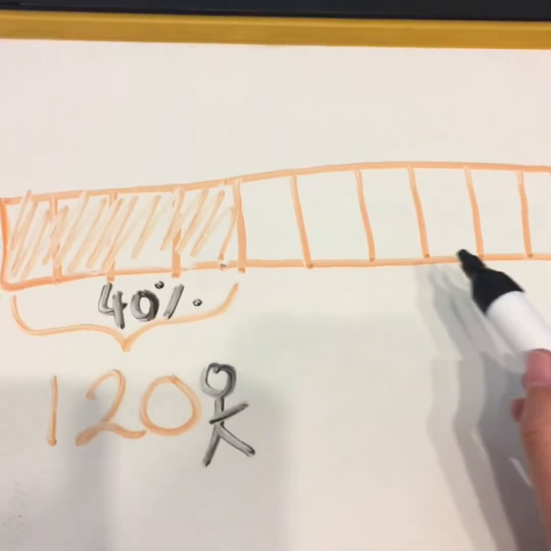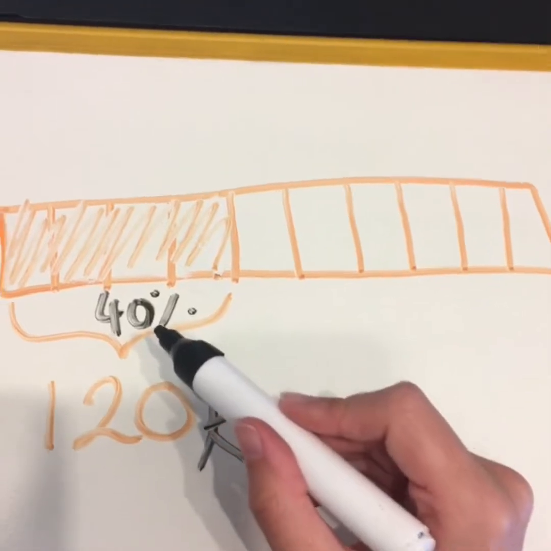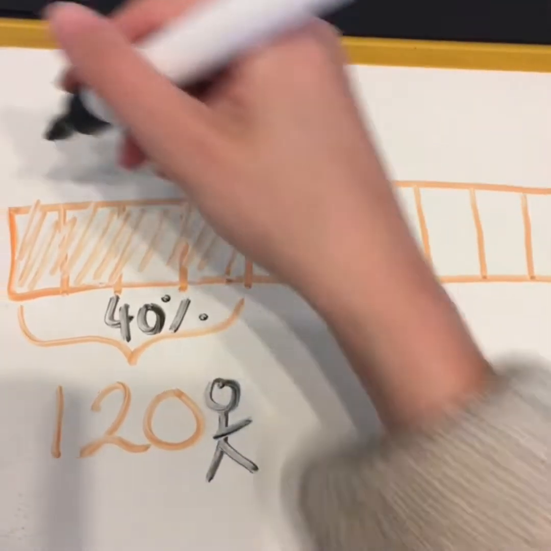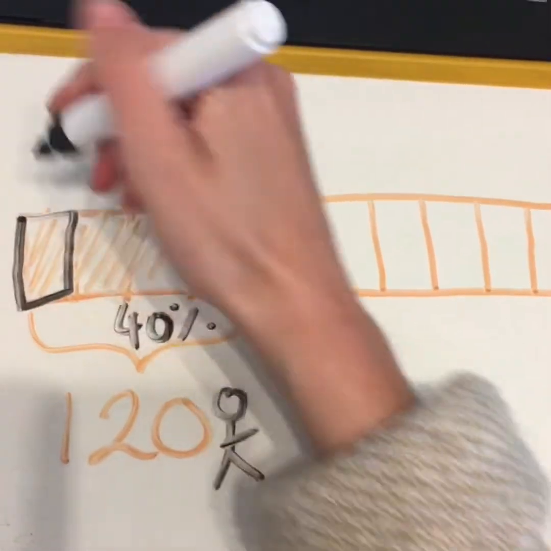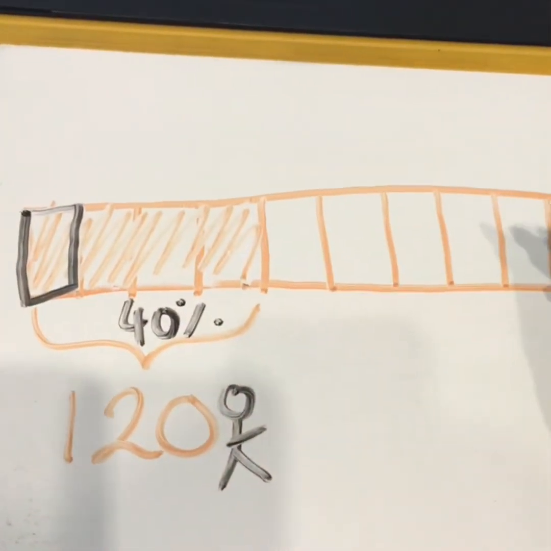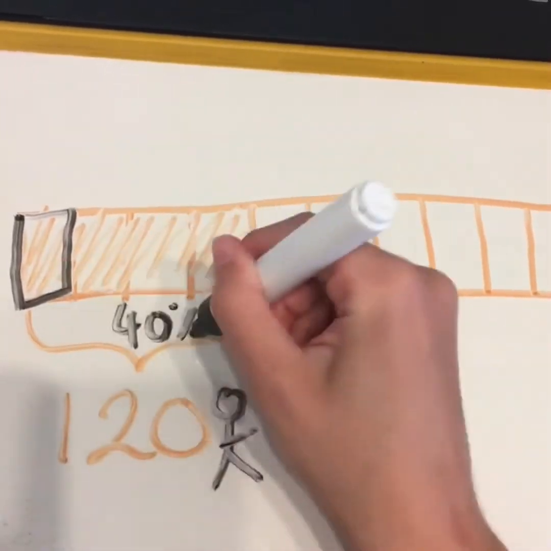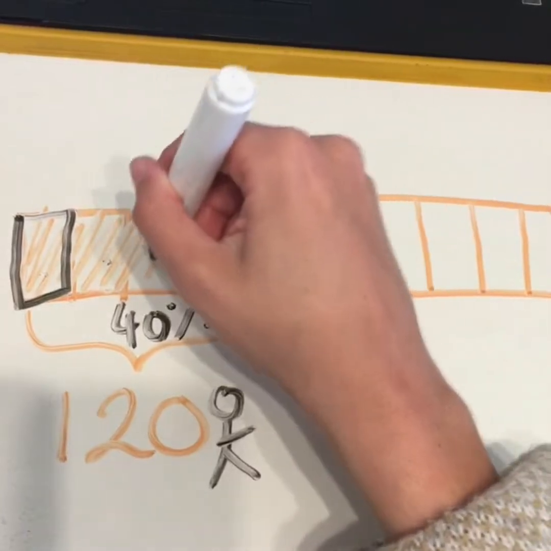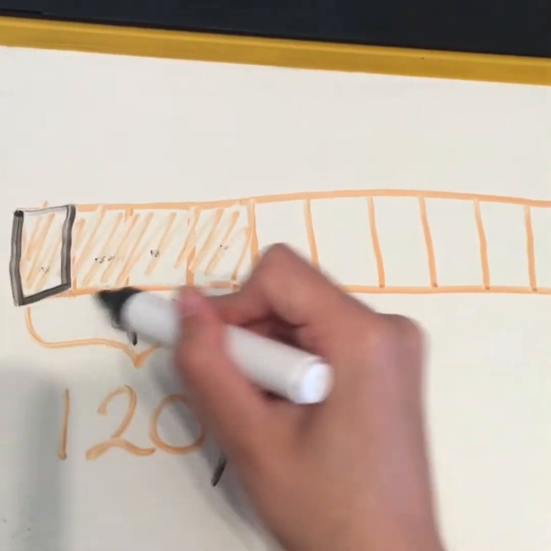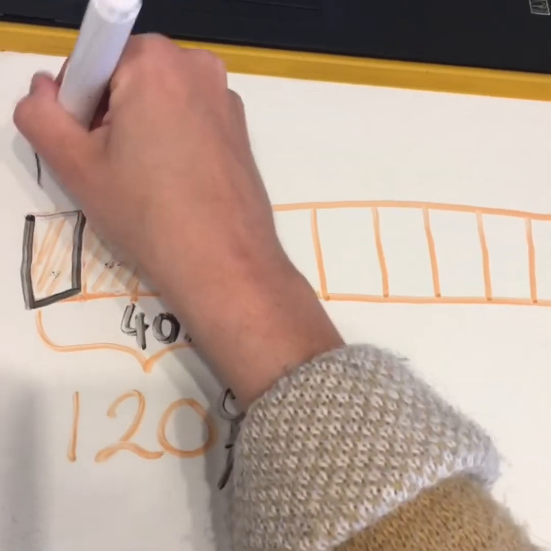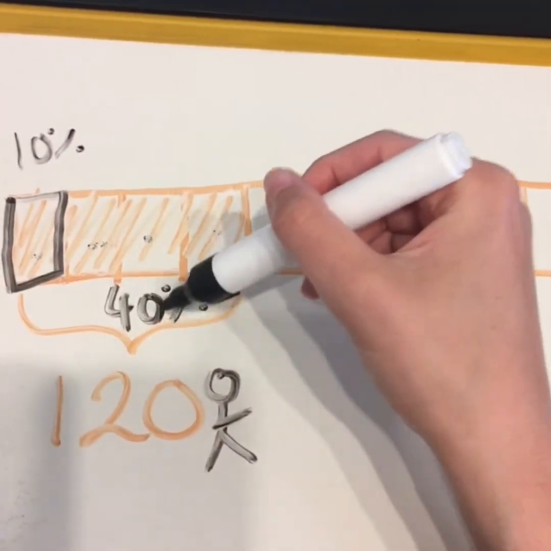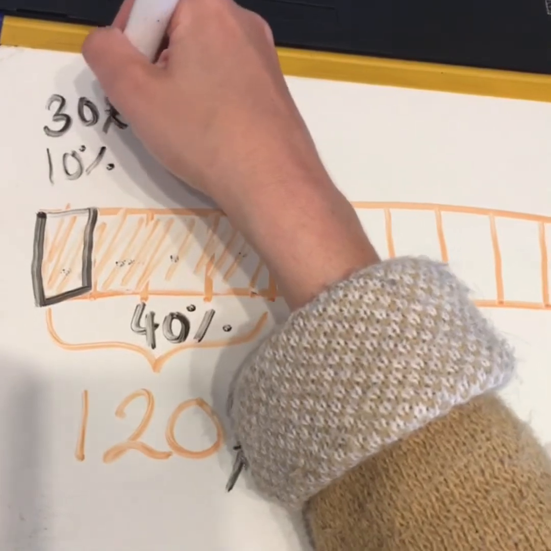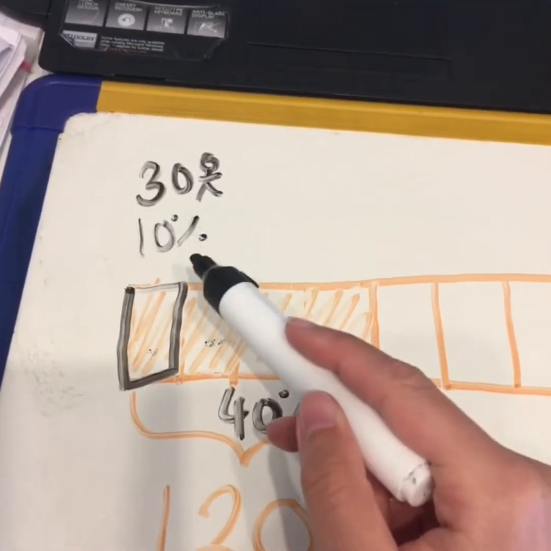However, this isn't going to help me work out 100% at the moment. What would help me work out 100%? Hopefully you're telling me that if you knew what just 10% was, you could then use that to find 100%. So if 40% is 120, what's one of those 4 parts worth? Well, if I've got 4 parts of 40%, one part is going to be 10%, and I need to do that by dividing by 4. 120 divided by 4 is 30. So this shows me that 30 people is the same as 10%.